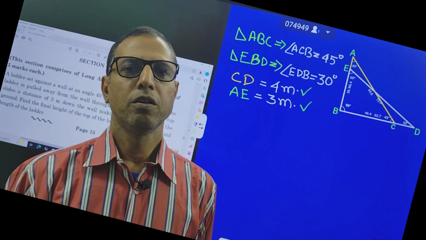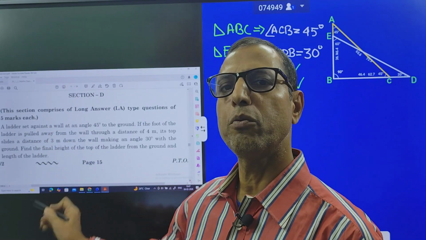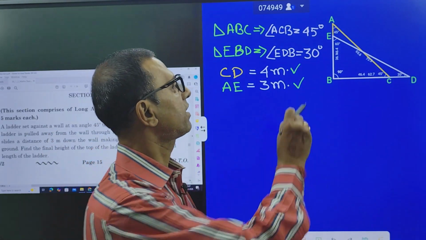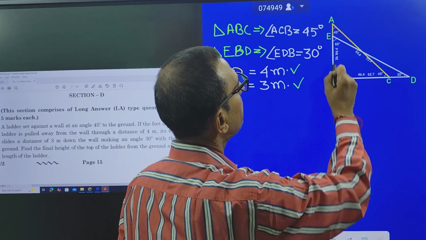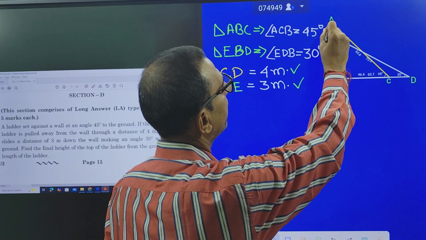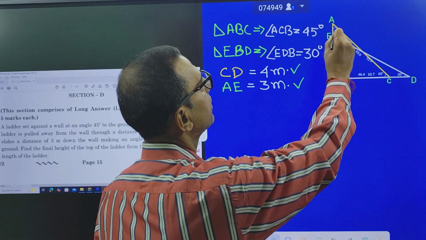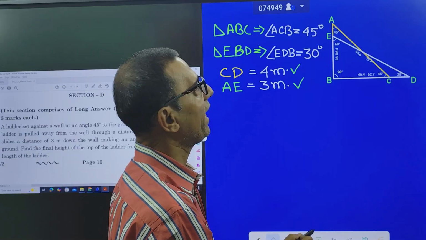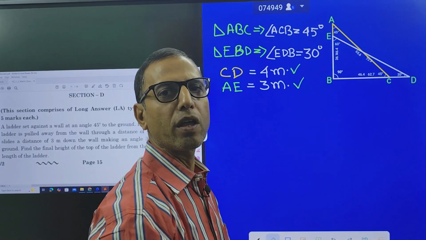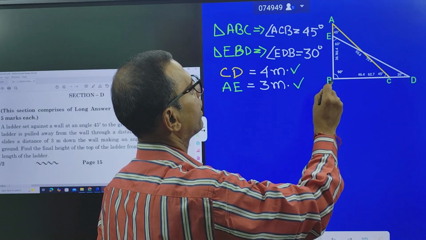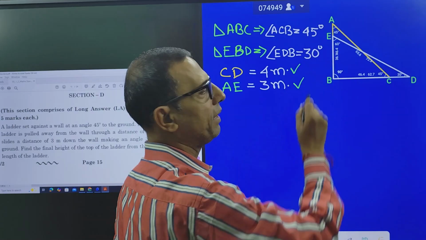Okay, let's see. So now if you transform the entire story into pictorial form, that is how it looks like. AB is considered this right triangle ABC. AC is the length of the ladder where it is touching the wall at point A. So AB, that is the initial height on the wall, that is at the ground level. From the ground, the initial height of the ladder, that is AB.